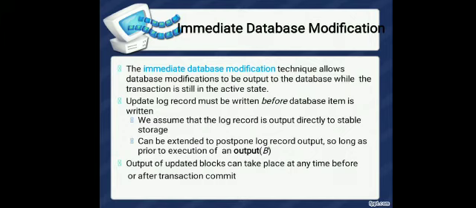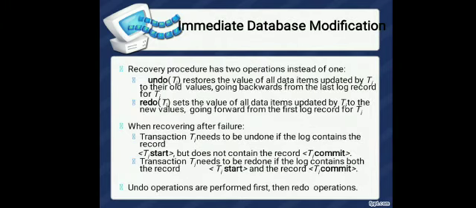In immediate database modification, the technique allows the database modifications to be output to the database while the transaction is still in an active state. So the updated log record must be written before the data item is written. The output of updated blocks can take place at any time before or after the transaction commit. So in immediate database modification, the recovery procedure has to perform two operations instead of one.